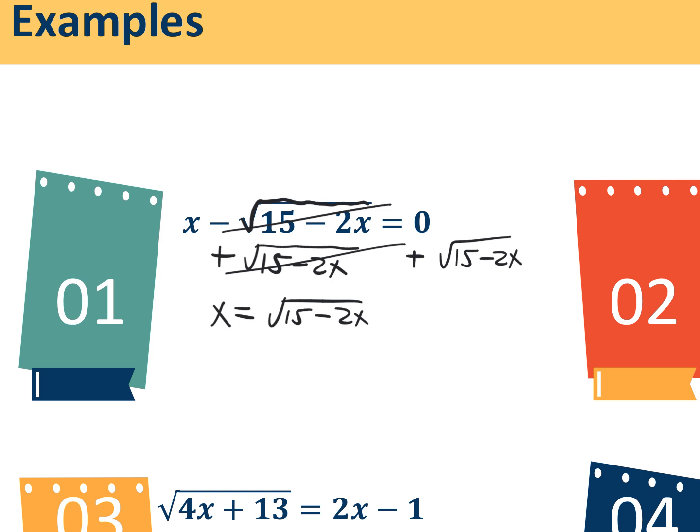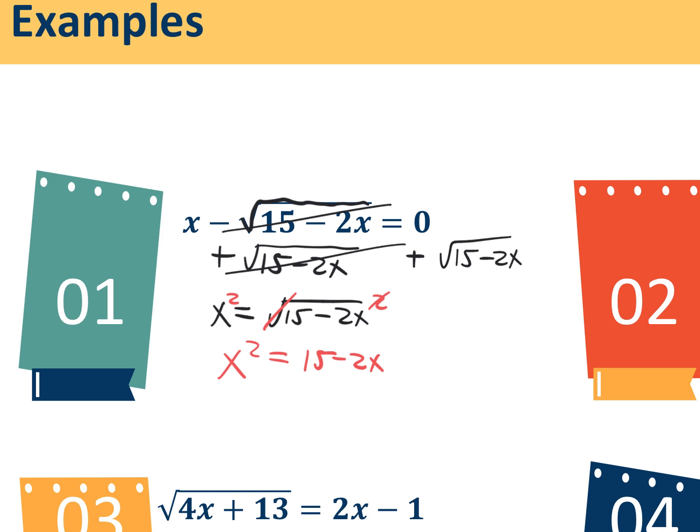Once your square root is by itself, you want to square both sides. Now, if you remember, I had said a lot, what's the opposite of squaring something? Right here, I'm going to say what's the opposite of square rooting something. The opposite of square rooting something is to square it. So we're going to cancel the square root and the square. On the left, we should get x squared equals, and on the right, we should get 15 minus 2x. The radical goes away.